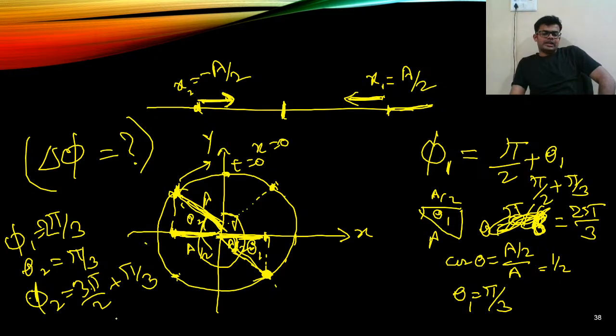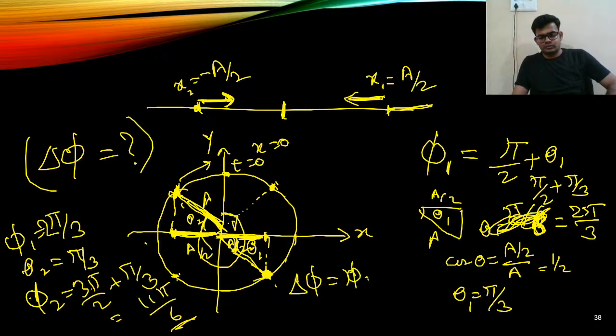So now, if you take its LCM, what will you get? 9 plus 2, 11 pi by 6. Yes. So what is the phase difference? Delta phi is equal to phi 2 minus phi 1.